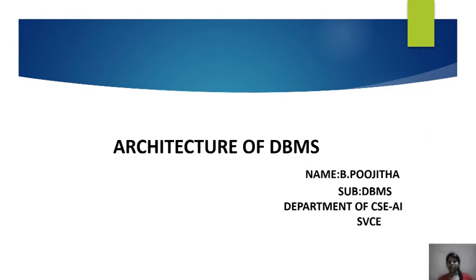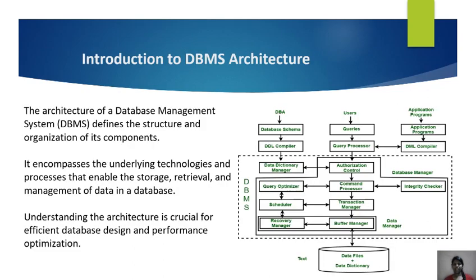Today let us see about architecture of DBMS. Now let us see about introduction to DBMS architecture. The architecture of database management system, that is nothing but DBMS, defines the structure and organization of its components. It encompasses the underlying technologies and processes that enable the storage, retrieval and the management of the data in database. Understanding the architecture is crucial for efficient database design and performance optimization.